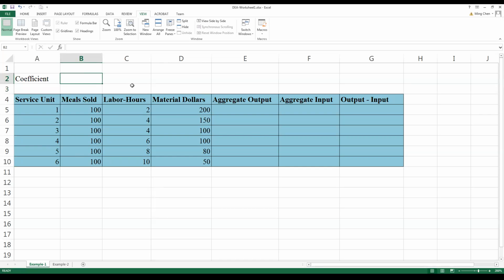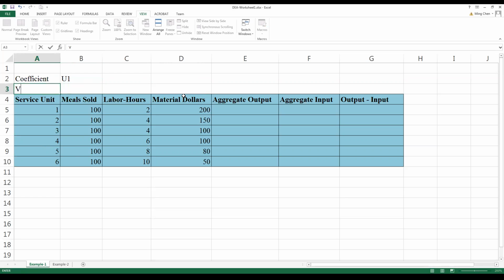Here, if you look at output, I only have one type of output for this particular example. So I need one coefficient for the output. We call it U1. U1 is the name for the coefficient. If in another example you have 2 kinds of output, then you need U1 and U2. If you have 3 types of output, then you need U1, U2, and U3. Now here we only have 1.